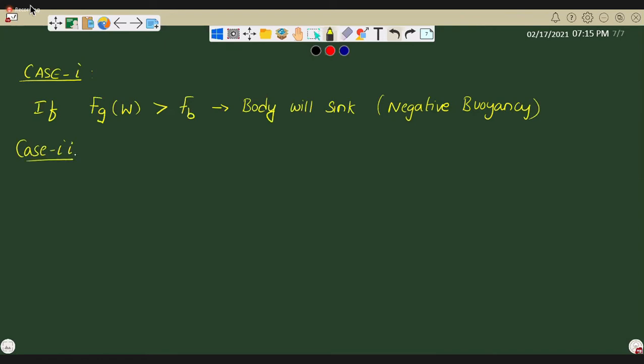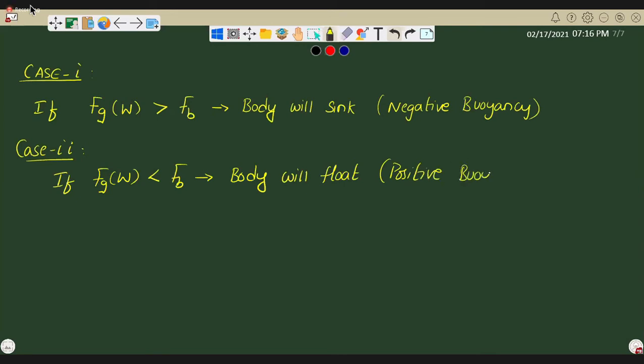Case 2. If Fg, that is force due to gravity or weight, is less than your Fb, then the body will float. This is called positive buoyancy. Understood?